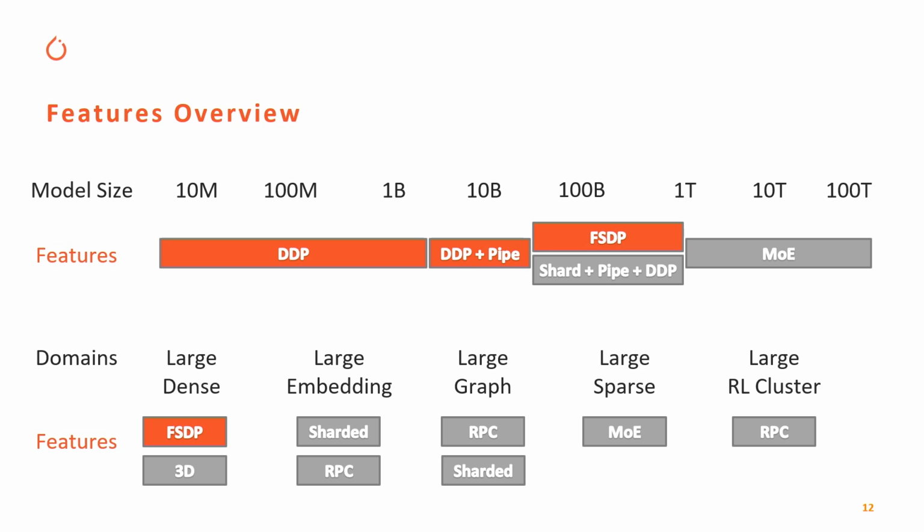Depending upon the size of your models or the domain, different techniques will be more applicable. For example, DDP works well for models less than 1 billion parameters. FSDP gives good results for models ranging from 100 billion to 1 trillion parameters. And a combination of DDP and pipeline parallelism gives good results for models between 1 billion to 100 billion and the larger dense models. Sharded and RPC techniques work well for large embeddings and large graph models. The mixture of experts gives good results for large sparse models greater than 1 trillion parameters.